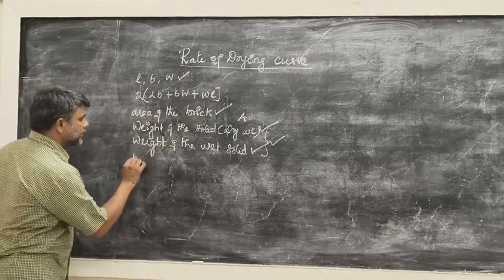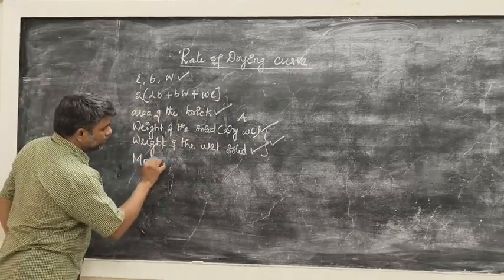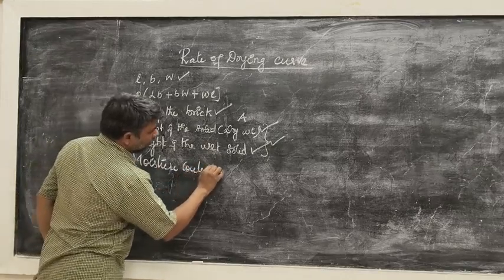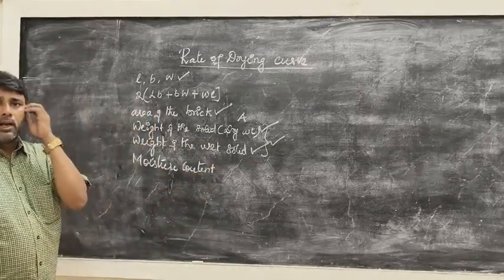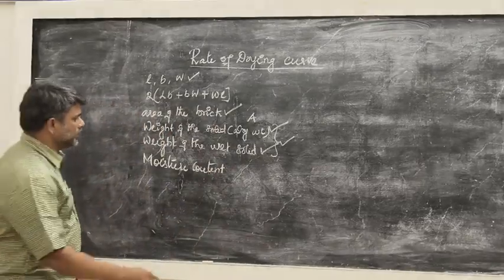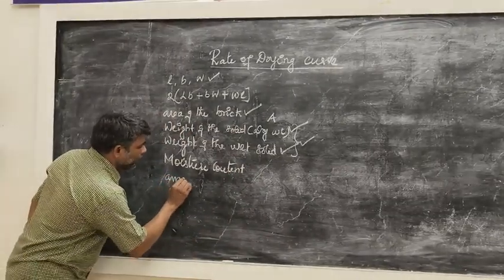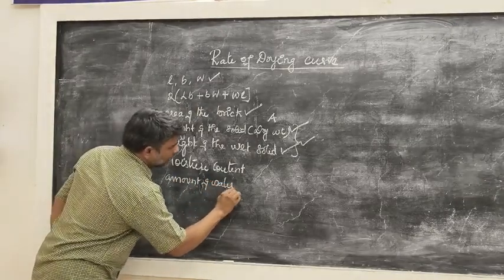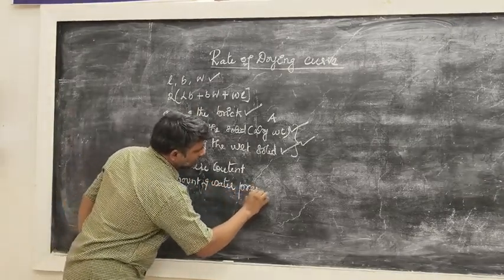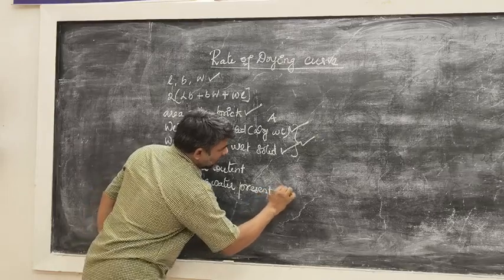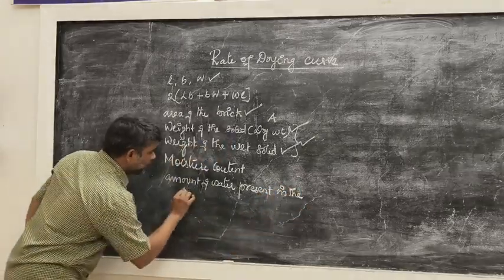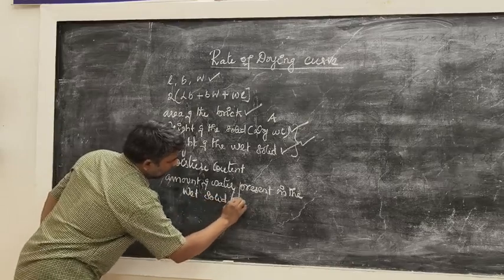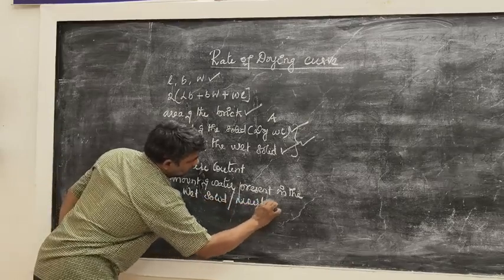Moisture content means, in my previous video lesson I discussed the moisture content. Moisture content is nothing but the amount of water present in the wet substance or moist substance, wet solid or moist solid.